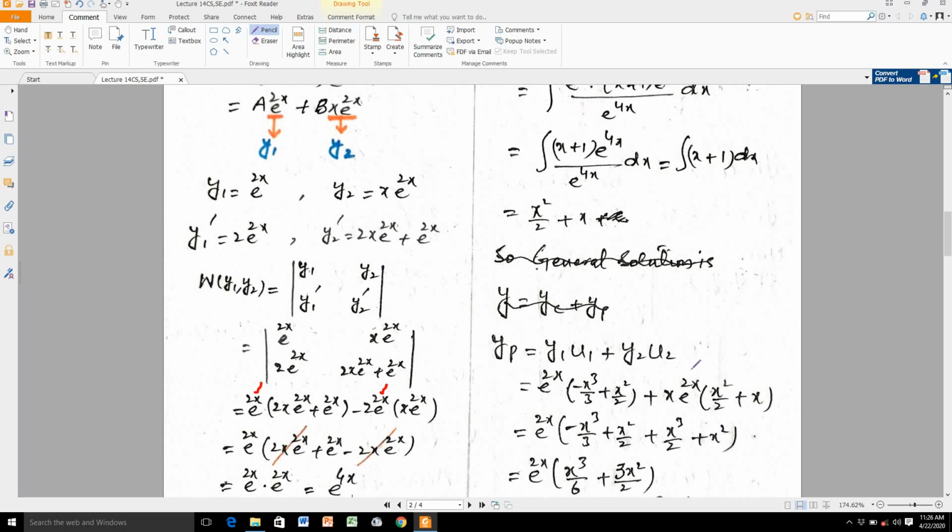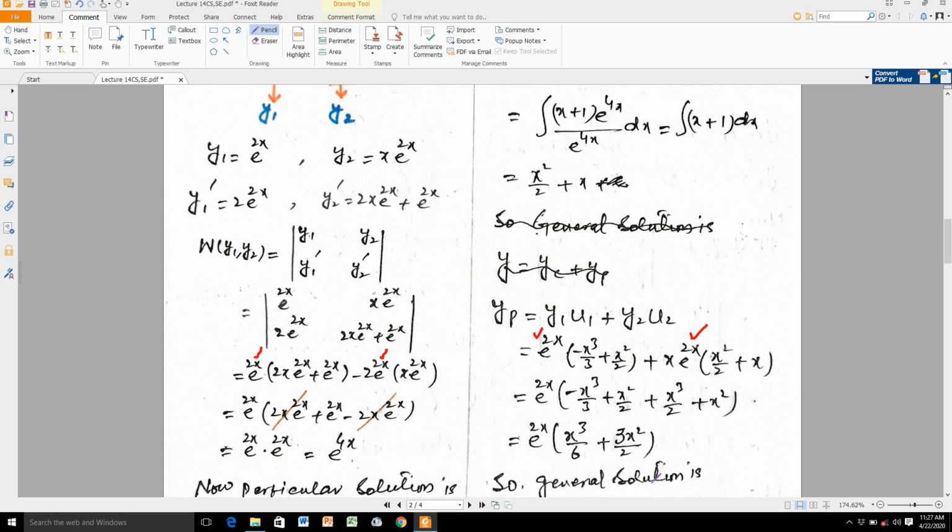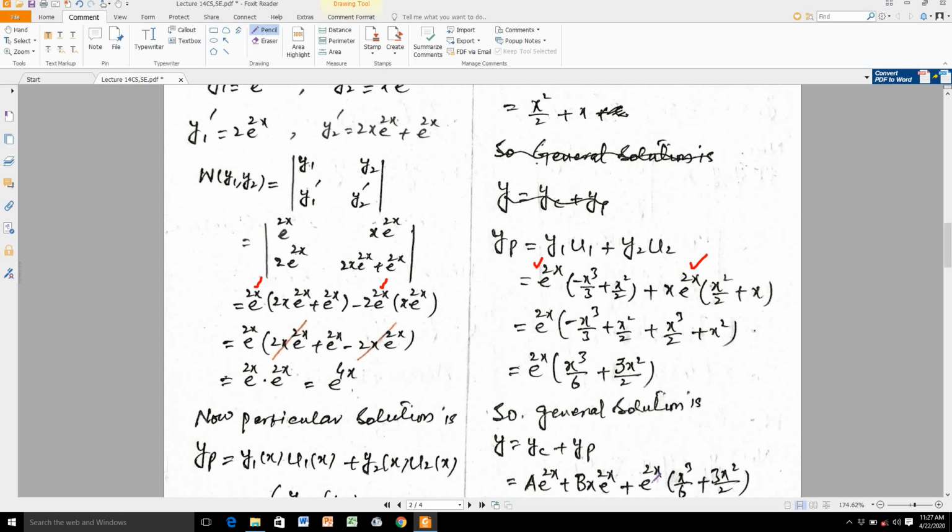Again I take common this e raised to the power 2x, and then minus x cube over 3 plus x square by 2 plus, and then you multiply this x with x square over 2, you get x cube by 2 plus x square. Now simplify this. When I simplify this, I get e raised to the power 2x into x cube over 6 plus 3x square over 2. This is our yp.